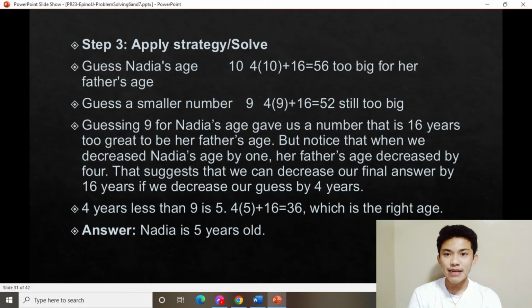9. 4 times 9 plus 16 is equal to 52. Still too big. Guessing 9 for Nadia's age gives us a number that is 16 years too great to be her father's age. But notice that when we decrease Nadia's age by 1, her father's age decreases by 4. That suggests that we can decrease our final answer by 16 if we decrease our guess by 4 years. 4 years less than 9 years is 5. So, 4 times 5 plus 16 is equal to 36, which is the right age. The answer is Nadia is 5 years old.